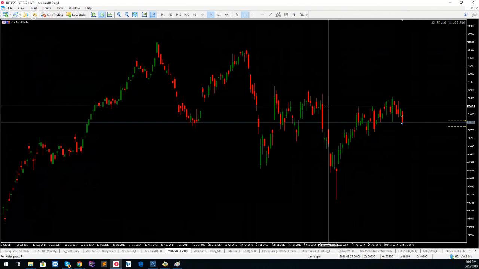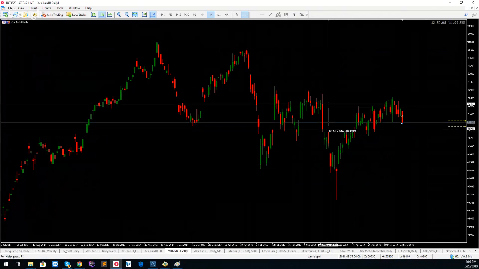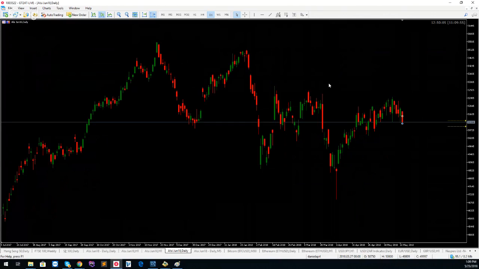If we look on this day, the price ranged from there to there, 1,363 points. All right, it's a range. The only thing it tells you is how far the market moved in a specific time frame. If it's on a daily chart, it will be a day. If it's an hour, it's an hour.